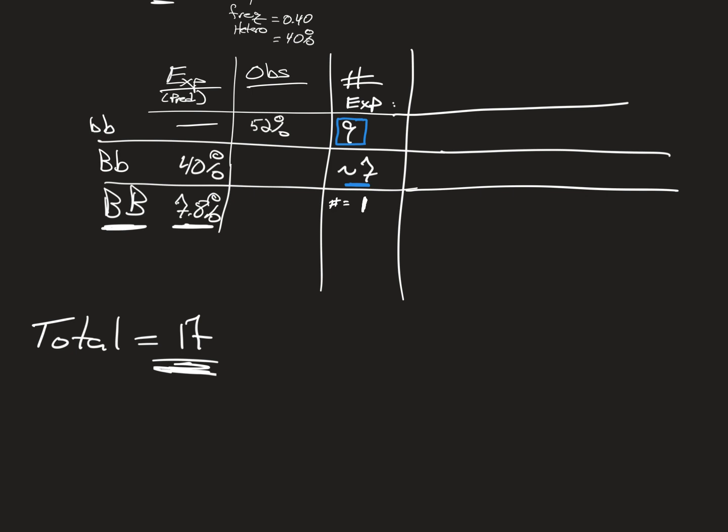1.326. So the numbers are equal to about 1. We expect to see about 1 big B, about 7 big B little b's, and about 9 little b's. Everybody see that? Yes? Okay. All right. So how many do we observe? What if we saw 9? What if we saw 10, and we saw 8, and we saw 2?